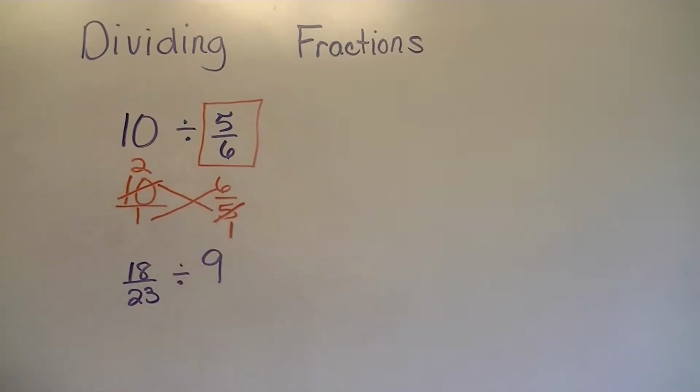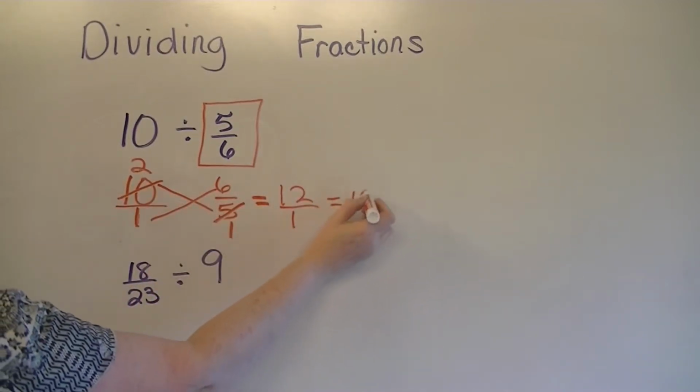Now if I look across this diagonal, I have a 1 and a 6. When you have a 1 on the bottom or the top, you don't have any simplification that you can do, so you're done. And I simply multiply my numerators. 2 times 6 is 12, and 1 times 1 is 1, and that equals 12.